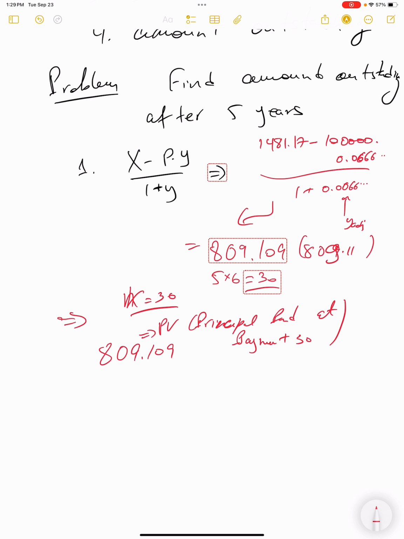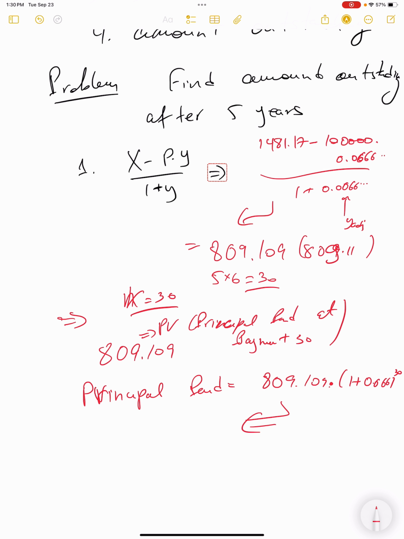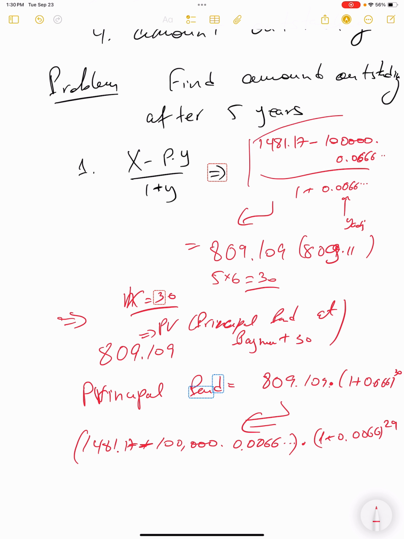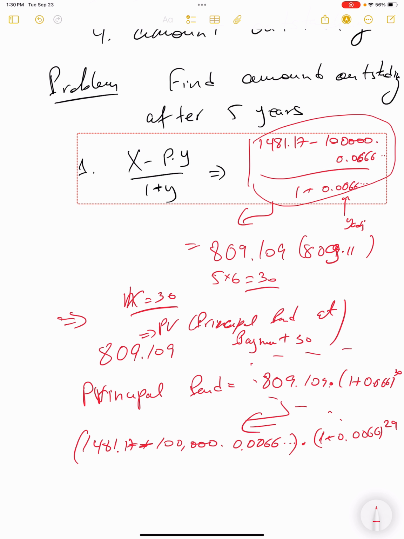So watch how the concept evolves. So you have that the present value of the principal paid, right, is 809,109. So the principal paid is going to be 809,109 times 1 plus 0.0066 to the power of 30. Or it equals 481.17 minus 10 times 0.0066, right? Times, and now you take 1 plus 0.0066 to the power of 29. Why 29? Because look here. Okay? Look at this guy. This is coming from here. Okay?